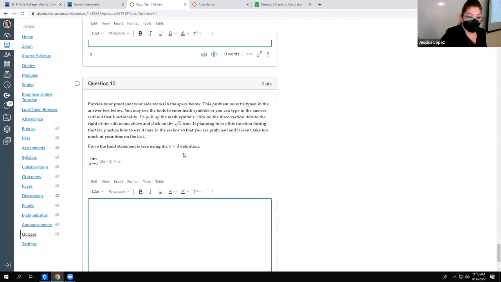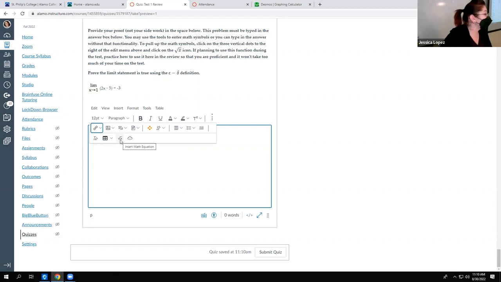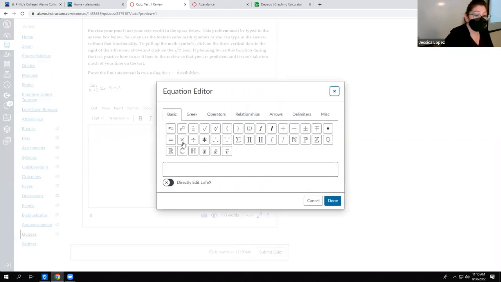Where's my problem at? Here it is. So it's something like this on the review. You all have the same problem on the review. But if you want to type this in, you need to use these three little dots and then you see that square root thing. Some of you have already figured out how to do it in the discussions, because it's in the discussions too. So if you wanted to type in equations and stuff, you can do them in Canvas.